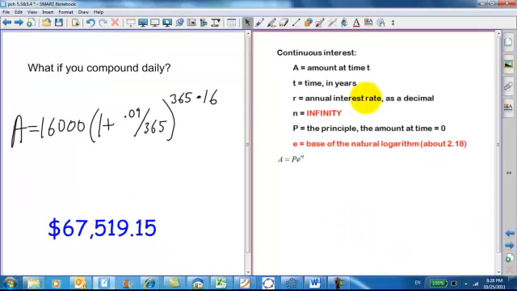Finally, if we compound continuously, let this process go to infinity, the formula suddenly becomes much easier. Amount equals principal times e to the rt. Much easier formula. So we don't have the n anymore, and now we're using this base e.